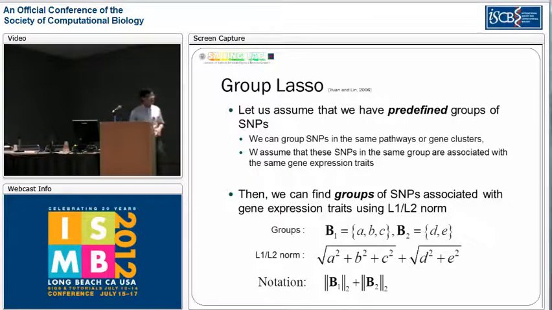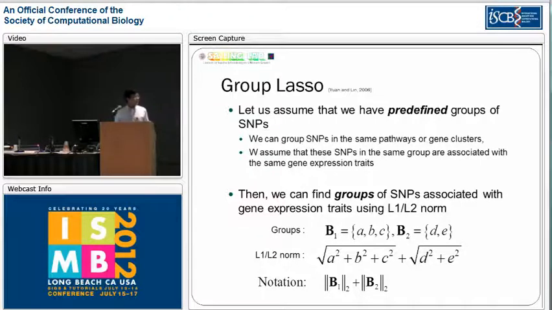And here is an example of the R1 R2 norm. Here we have two groups, B1 and B2, and the first group contains 3 members, A, B, C, and the second group contains 2 members, D and E. And the R2 norm is defined as follows. And we usually denote this R2 norm by this.